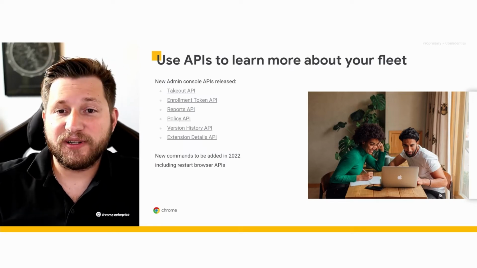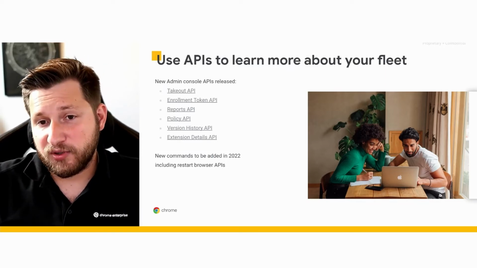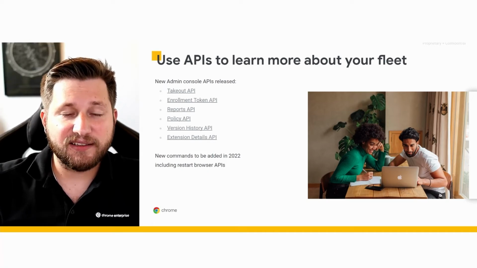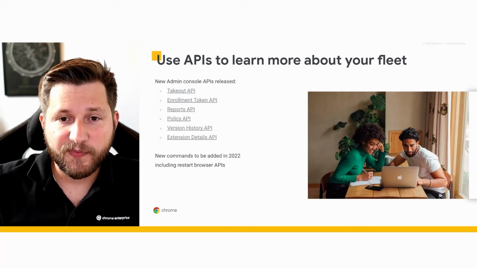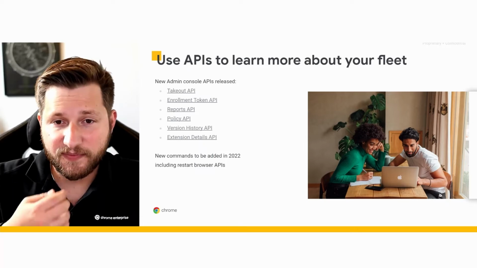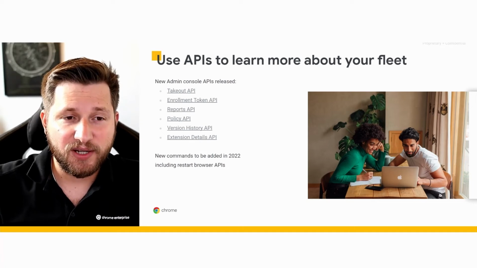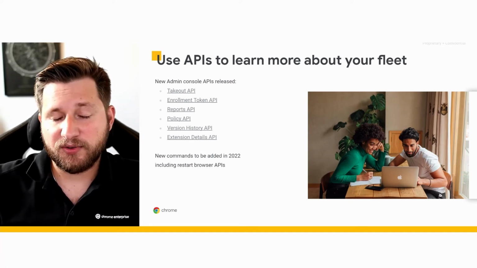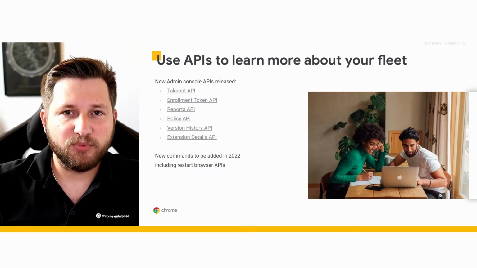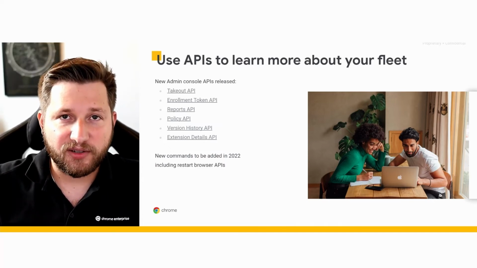Takeout API allows you to retrieve or update a browser entry in the console, delete the browser from an OU, or move a browser between OUs. Our enrollment token API allows you to create, list, or revoke tokens for a specific OU. Our reports API allows you to run either the version or the apps and extension usage reports. Our policy APIs allow you to configure browser policies that are available in the admin console directly via commands instead of having to go through the user interface. Our version history gives you visibility into the versions of Chrome in your deployment. And our extension details lets you learn more about the extensions being used in your organization.